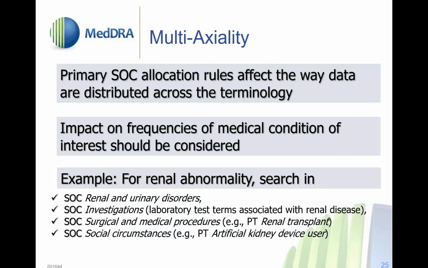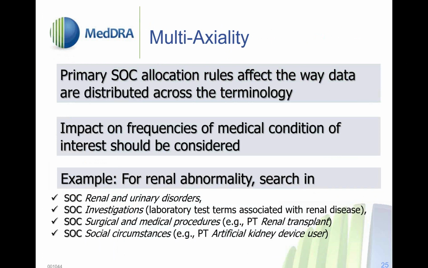There are 3 main system organ classes that are an exception to that rule. And when you think about aggregating for really significant safety risks or safety signals, it will make sense. These three are the congenital disorders, the cancers, and the infections. So congenital disorders, the neoplasms, and the infections are the exception to the rule of allocation by primary site of manifestation. We need to bear in mind that the frequencies of medical conditions may be impacted depending on where the preferred term is linked.